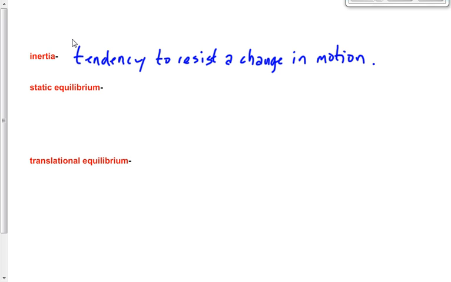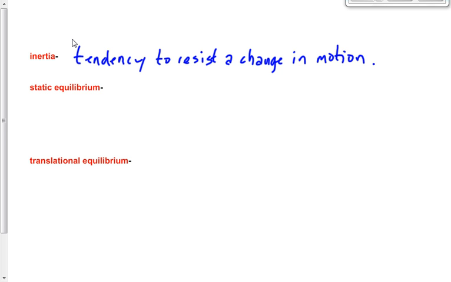Because that desk has a tendency to resist a change in motion right now as it sits there, just as much as it has a tendency to resist a change in motion when it's going down the highway on the back of a truck at 100 kilometers per hour. Inertia is a tendency to keep doing what it's doing, whether it's at rest, whether it's moving at 4 kilometers per hour, or whether it's moving at 100 kilometers per hour. It wants to keep doing what it's doing.